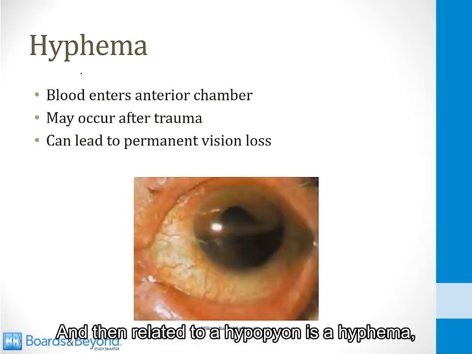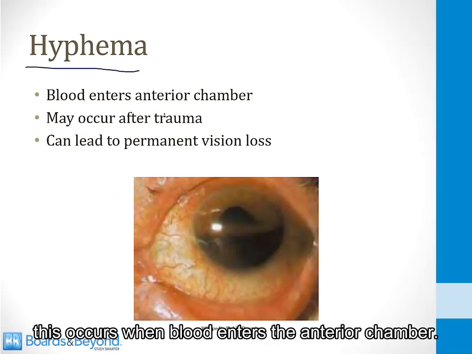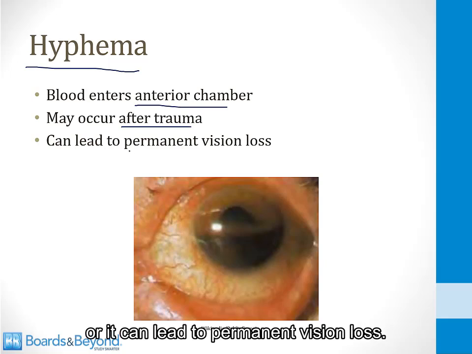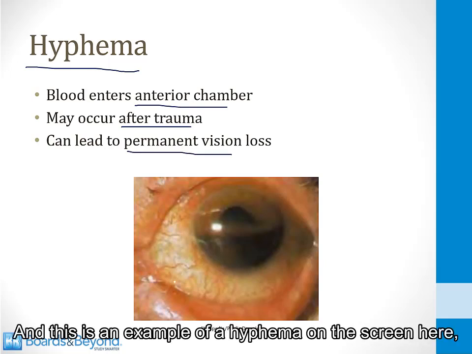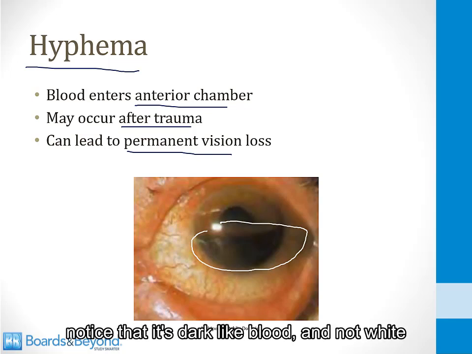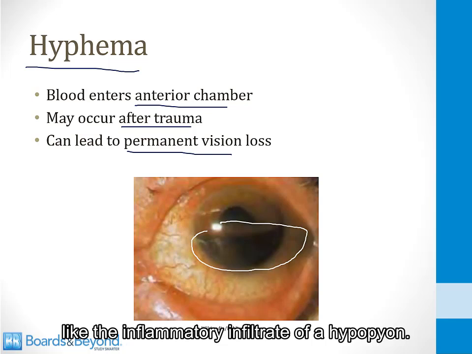And then related to a hypopyon is a hyphema. This occurs when blood enters the anterior chamber. This often occurs after trauma and has to be treated, or it can lead to permanent vision loss. And this is an example of a hyphema on the screen here. Notice this fluid filling the anterior chamber. Notice that it's dark like blood and not white like the inflammatory infiltrate of a hypopyon.